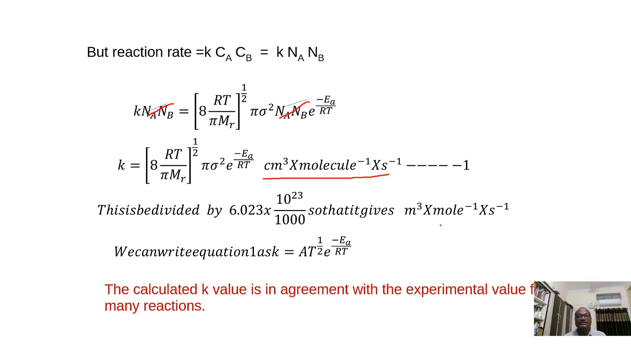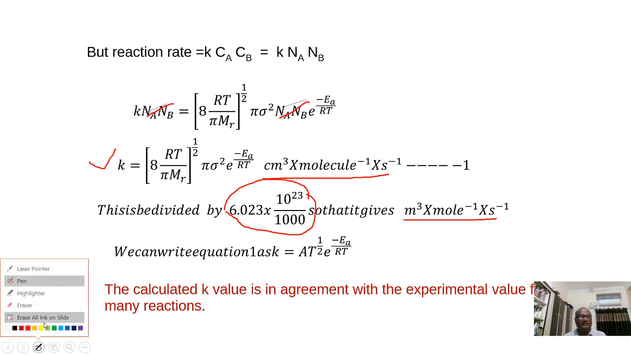In order to convert this into meter cube per mole per second, we have to divide this equation by 6.023 times 10^23 divided by 1000. This equation has to be divided by this term in order to convert the units from cubic centimeter molecule inverse second inverse to meter cube mole inverse second inverse.